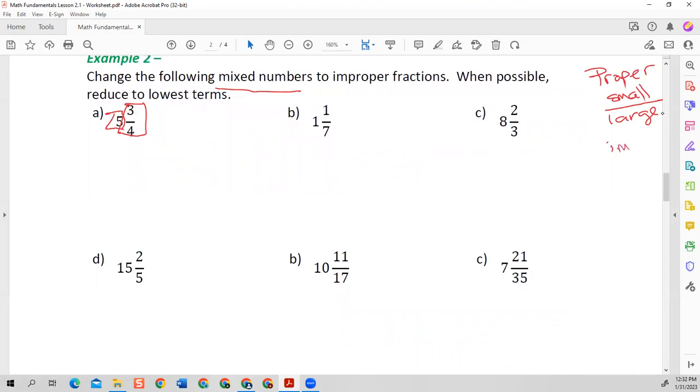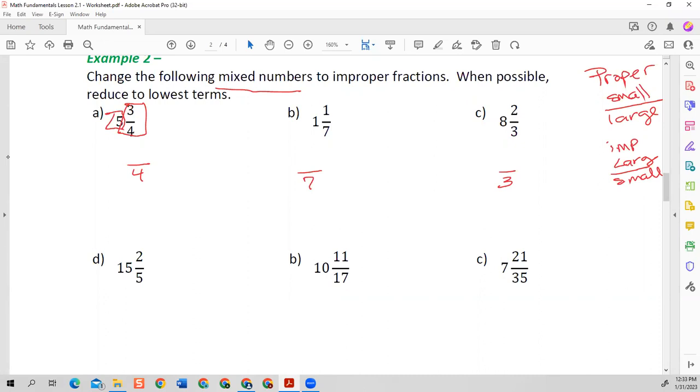An improper fraction is going to be a larger number over the smaller number. What does not change is the denominator. So if I wanted to, I could just come across here and go ahead and write the denominator down on all these examples because they don't change.